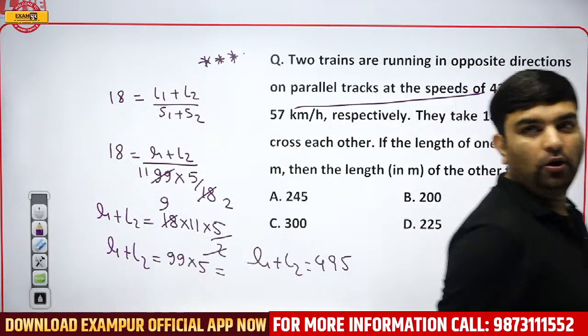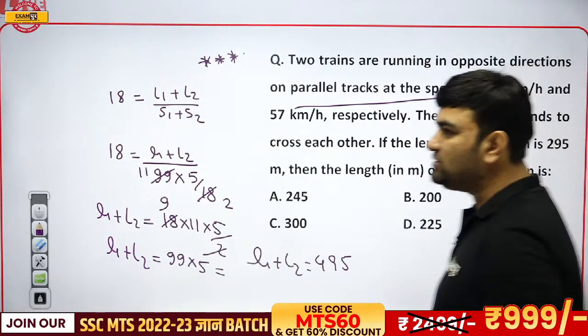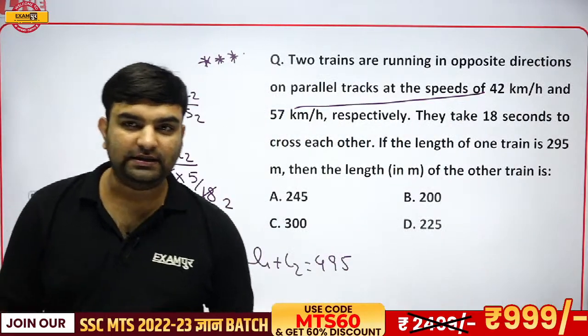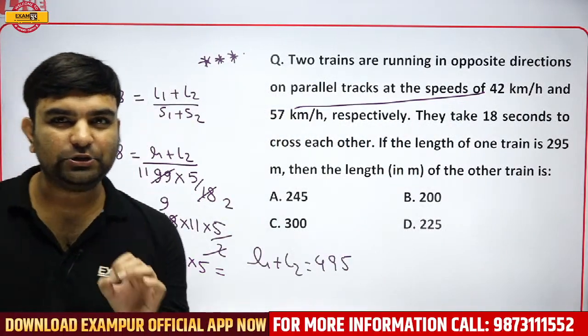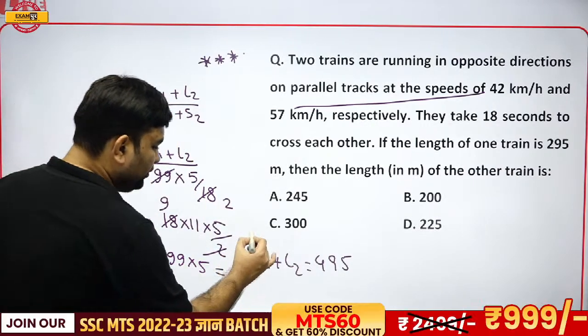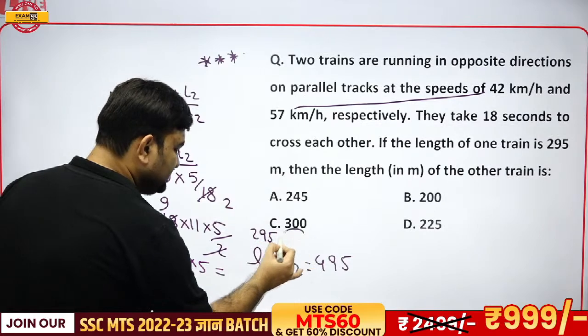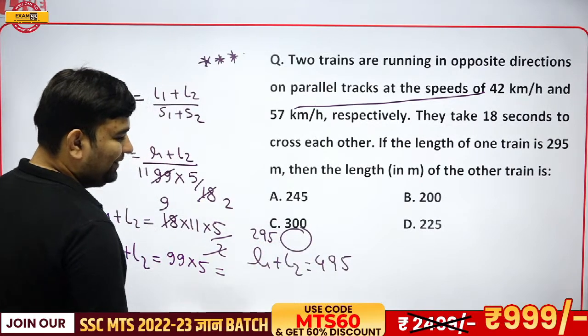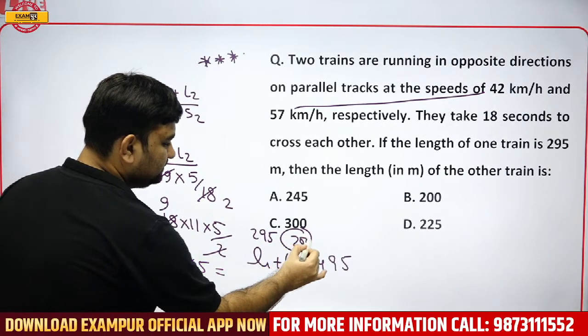One of the lengths is known, so the other can be found pretty easily. One is 295, so the other is 200.